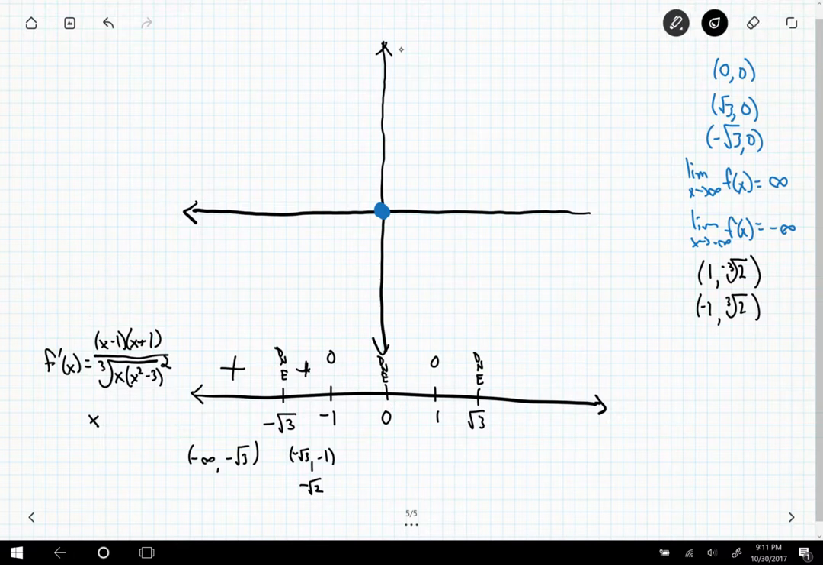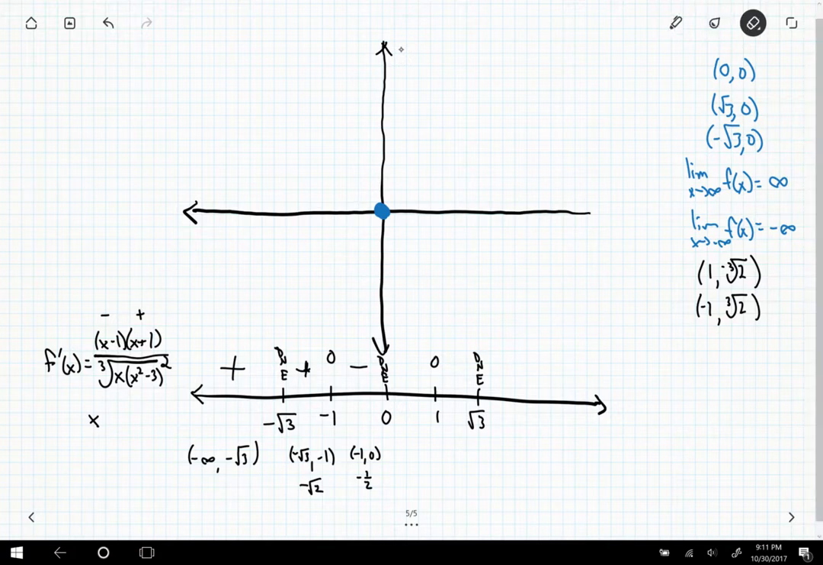Now moving forward between -1 and 0, let's choose as a checkpoint maybe -1/2, -0.5. So notice we get a negative here, and then -1/2 plus 1, that's going to be a positive number. So negative times a positive is a negative. So that's how we get that value.